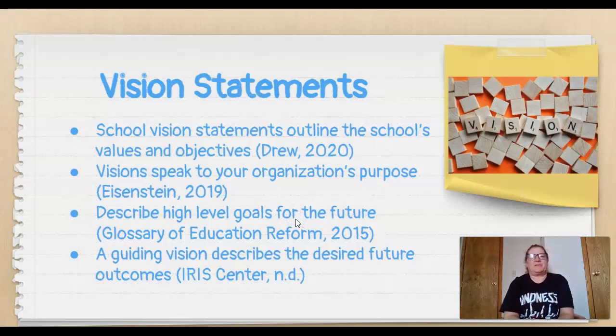So what I learned about vision statements is school vision statements should outline the school's values and objectives. They should speak to your organization's purpose. They should describe your high-level goals for the future. A guiding vision describes the desired future and outcomes for your school. So without a good vision statement, how do you know where you're going and what you want to accomplish? It's a necessary thing. It should be your driving force as to what you're going to do to improve your school and how you're going to make things better for not only your staff, but especially for your students.